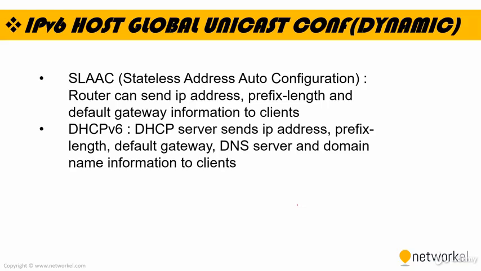We can make the IP version 6 host global unicast configuration dynamically in two ways. The first way is stateless address auto configuration. The second method is DHCP version 6. In stateless address auto configuration, the router can send the IP address, prefix length, and default gateway information to the clients. In DHCP version 6, the DHCP server sends the IP address, prefix length, default gateway, DNS server, and the domain name information to the clients.